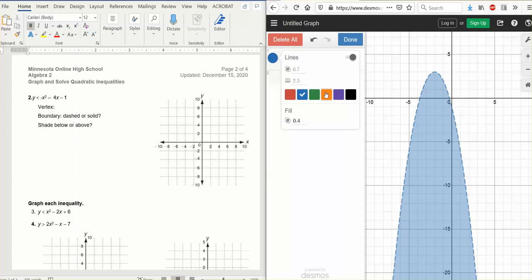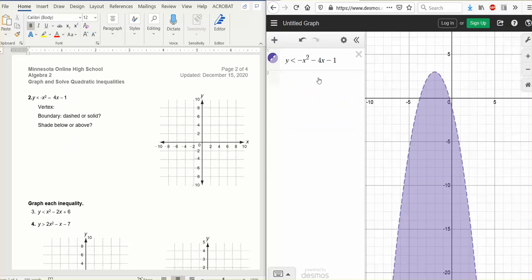And it's a dashed line, so I would answer that it was dashed. I am shading below, so I would answer below. And then the vertex you can find, remember, just by clicking, and it is at -2, 3. You can use algebra to find the vertex too if you want to review how to do that. That would be good practice.